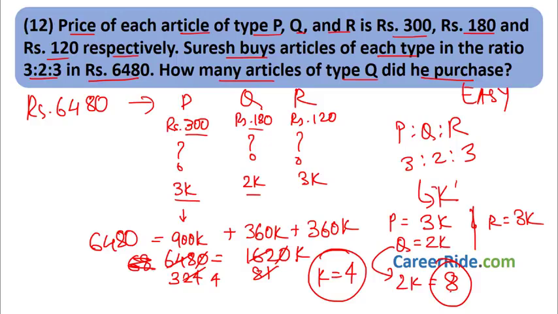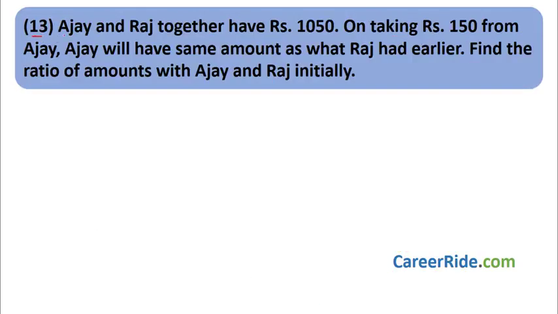Moving to next question. Question number 13. Ajay and Raj together have rupees 1050. On taking rupees 150 from Ajay, Ajay will have the same amount as what Raj had earlier. Find the ratio of amounts with Ajay and Raj initially. Now we do not know the ratio or the initial amounts. But let us assume that Ajay has A rupees, Raj has R rupees initially.